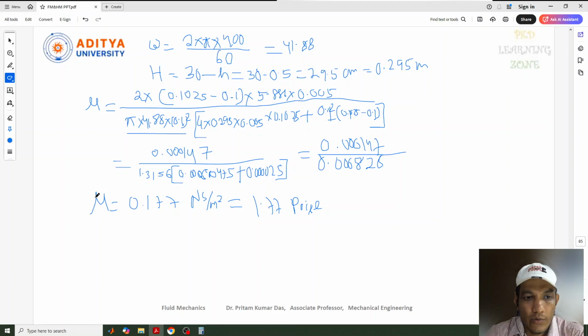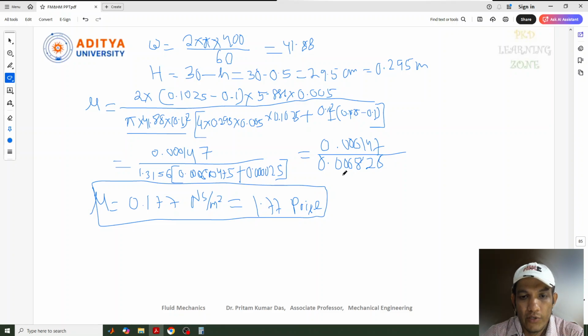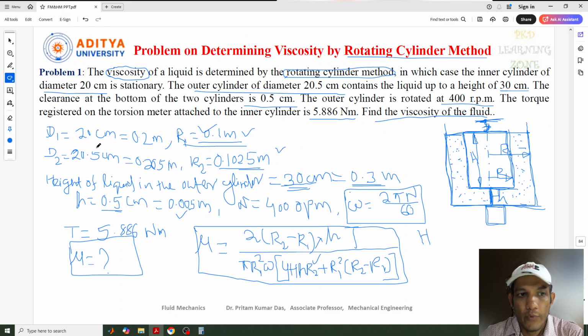We need to carefully solve this value. The value may be plus minus 0.01 or 0.1 in the calculation, but approximately you should get this kind of value. I hope you understand how to solve the problem. Very simple thing. This kind of question may be asked as 3 to 4 mark questions, or sometimes 5 mark questions. Even in competitive exams they may ask it as a 2 mark question.